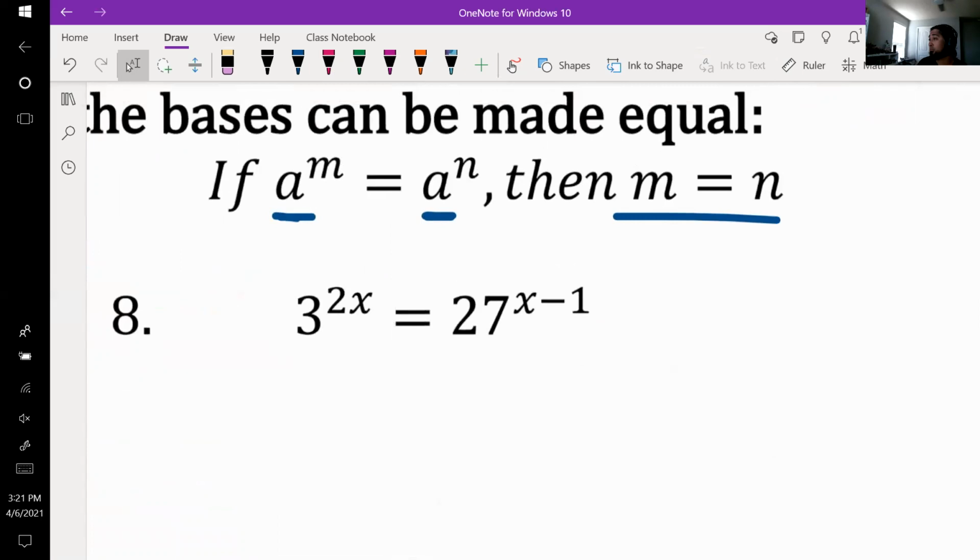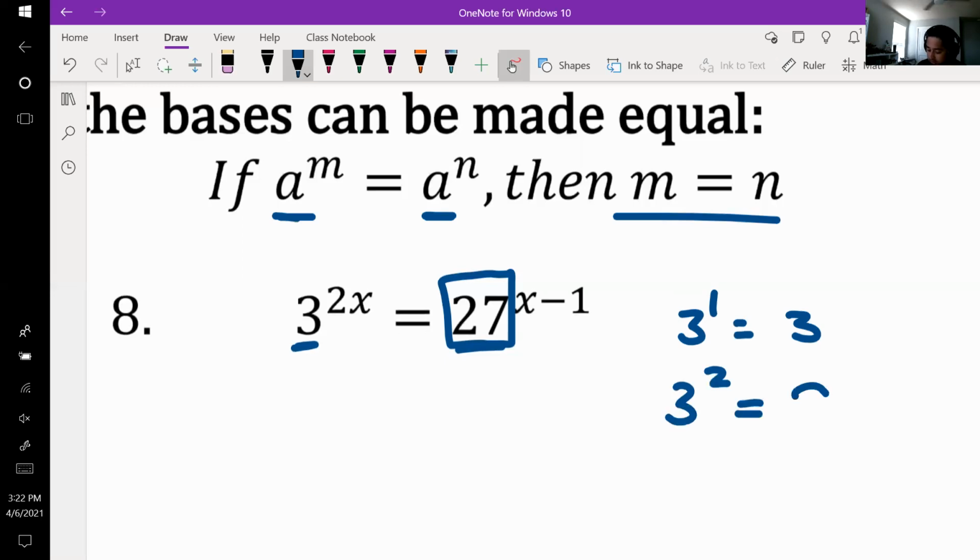Okay, number 8, 3 to the 2x equals 27 to the x minus 1. Remember, we need to have the same base on both sides, but for this problem, we don't. So look at 27 and ask ourselves, can you write 27 as a base of 3? Think of powers of 3. 3 to the first is 3. 3 squared is 9. This means 3 cubed is what? 27. So we can take 27 and make it into a base of 3.